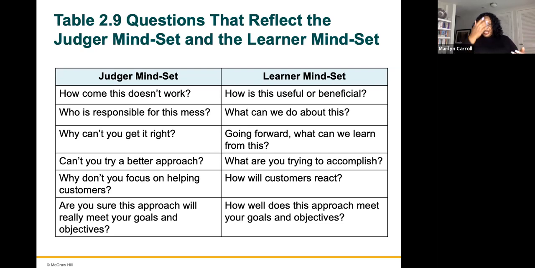Whereas having a learner mindset says, how is this useful or beneficial? What can we do about this? Going forward, what can we learn from this? What are you trying to accomplish? How will customers react to this? How well does this approach meet your goals and objectives?